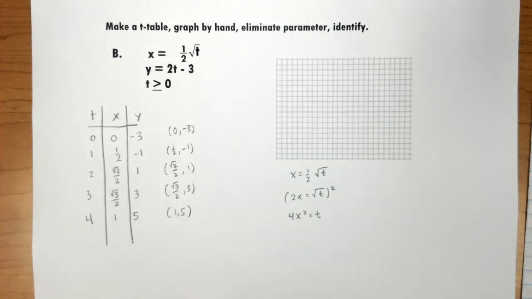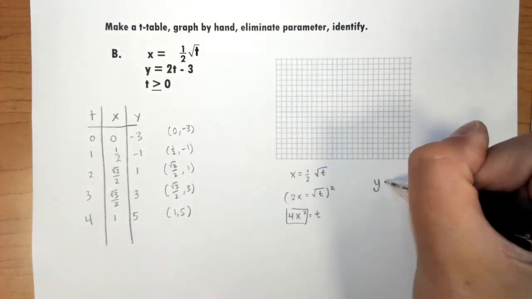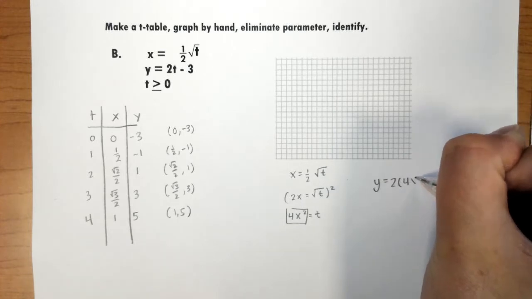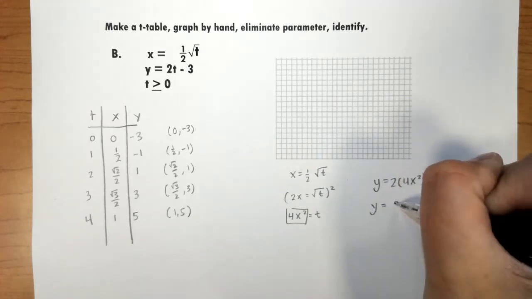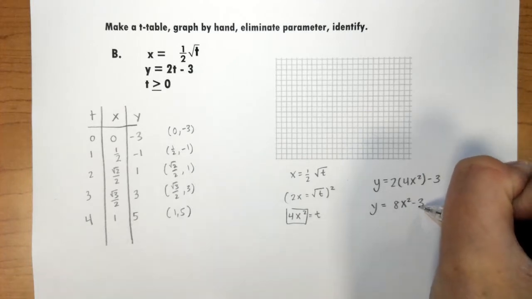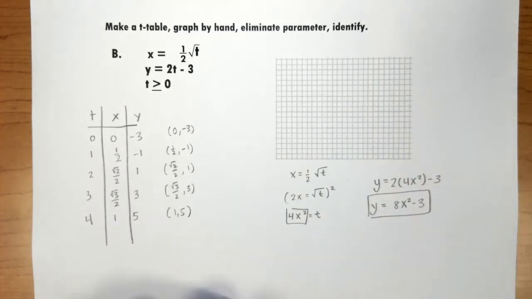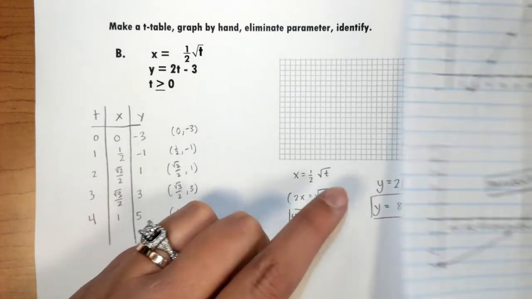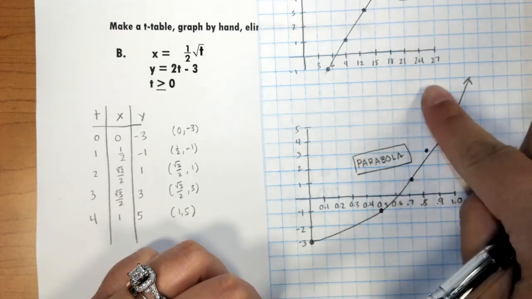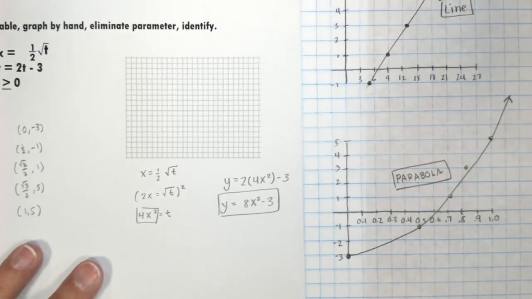Okay, so I'm going to take that value of t, and we're going to go into the second equation, and we're going to replace t with 4x squared. And we get this, y is equal to 8x squared minus 3. So we did it with algebra. We eliminated the parameter, got y in terms of x. If you had a hard time seeing this graph was a parabola, all you had to do was look at that equation, and you'd be able to see it there.